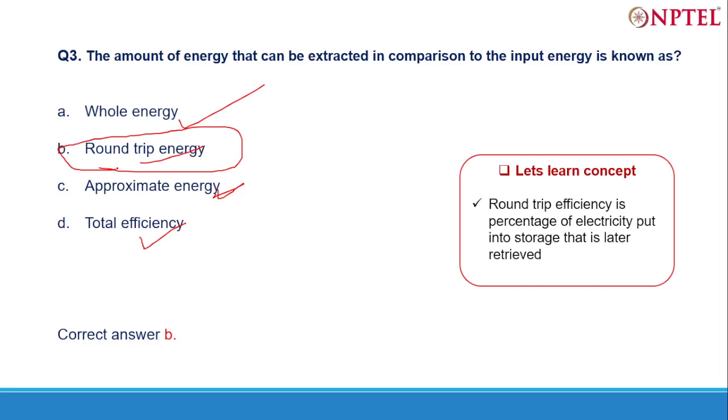Round trip efficiency is the percentage of electricity that is put into storage that is later retrieved. So we store some electricity in a system, in a battery. Say we store 5 kilowatts in a battery, but we can only take 3 kilowatts from that battery. What is the round trip efficiency here? 3 kilowatt upon 5 kilowatt, that is 0.6. This is a simple conceptual question, so you just have to remember the concept, round trip efficiency. So the correct answer is B.